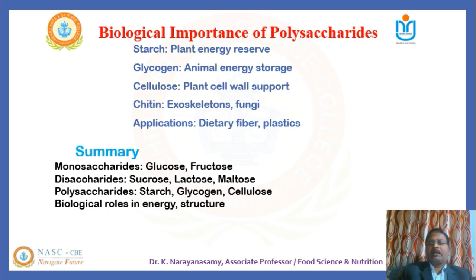So coming to the conclusion or summary, we have seen the carbohydrate definition, the classification, and the biological importance of carbohydrates. In classification, we have seen monosaccharides, with two examples, glucose and fructose. Then we have seen disaccharides, the best examples being sucrose, lactose, and maltose. And we have seen some of the polysaccharides: starch, glycogen, and cellulose. The main biological roles are energy purpose and structural purpose.